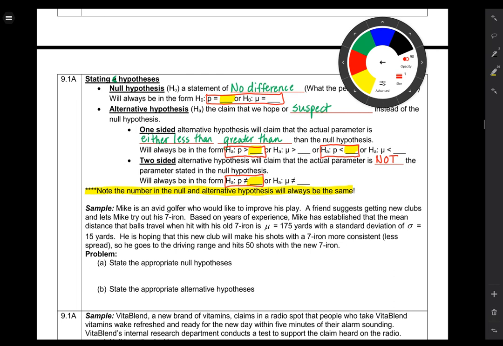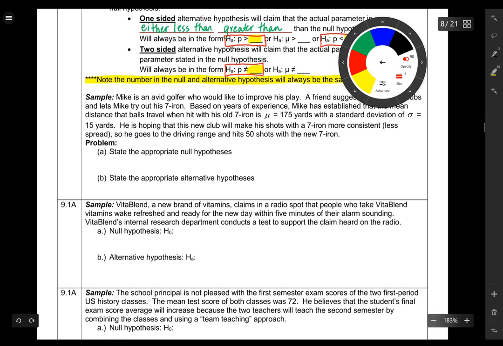State the appropriate null hypothesis. It would be H sub 0 colon, and we're not using mean this time because he's hoping that he will have less spread. So you're actually using standard deviation, rarely ever used, but we're doing it for this example. So our null hypothesis, that there's no difference, is the standard deviation is 15 yards. And our alternative hypothesis, he is hoping that it's going to be less spread, so standard deviation less than 15 yards.